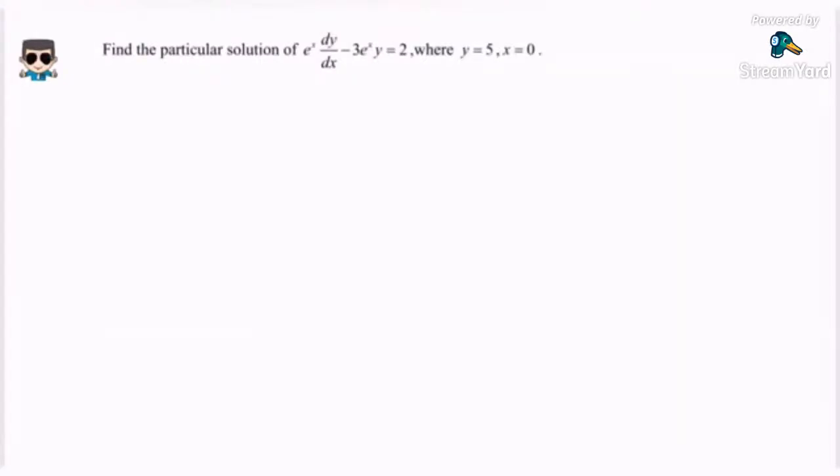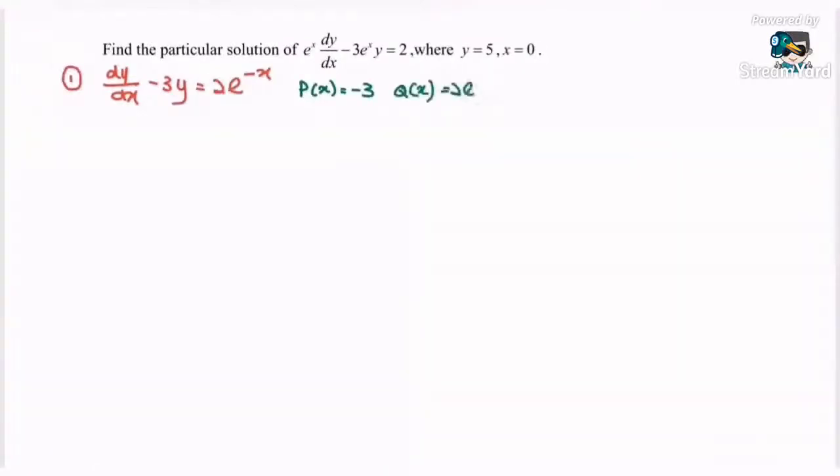First, compare the situation. So before we compare the situation, kindly modify the situation into the standard form, where we have to divide the exponent x, and we will have dy/dx minus 3y equals to 2e to the power of negative x. So step number 1, we have P(x) is equals to negative 3 and Q(x) is equals to 2 multiplied with e^negative x.